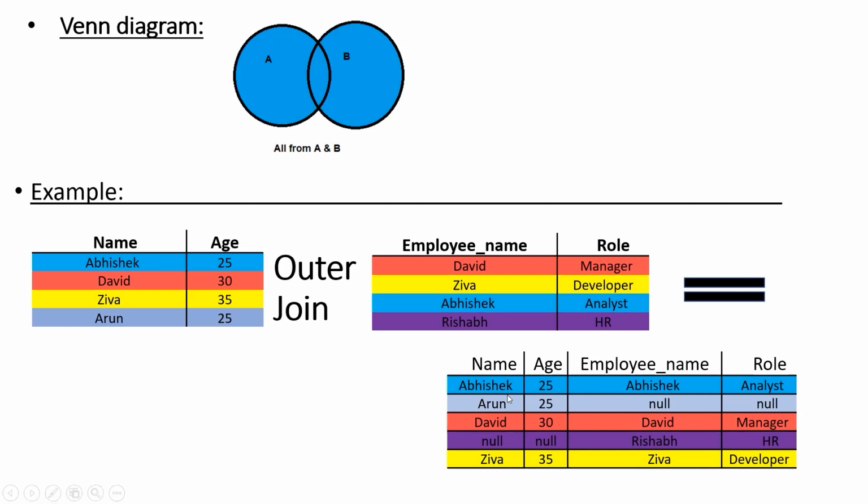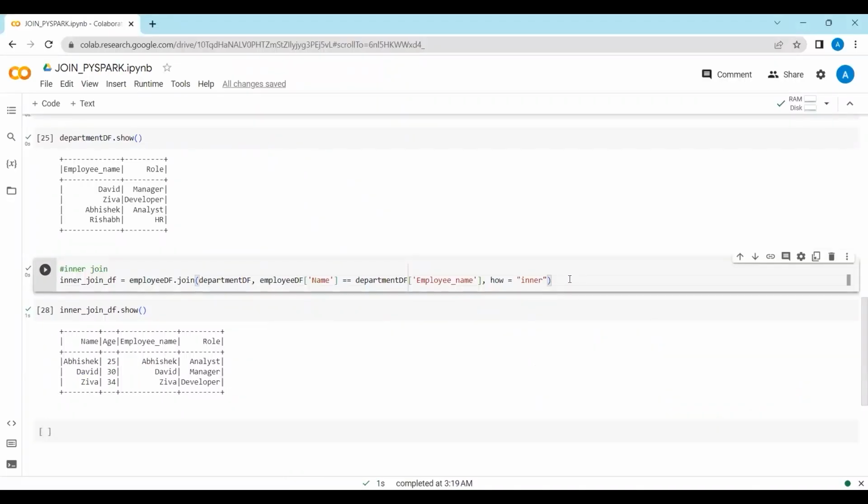But here, since Arun is only available in the first data frame, we are getting null in the second data frame values. And same for Rishabh, which is available only in the second data frame, so we are getting null in the first data frame columns. Let's go to Google Colab and understand the syntax of outer join. So to understand the syntax, we would be changing only this how parameter here. So instead of inner, we can mention it as outer. Let me copy it.